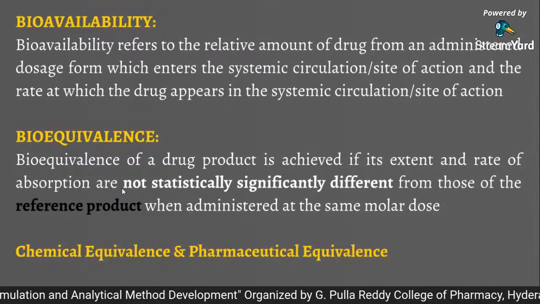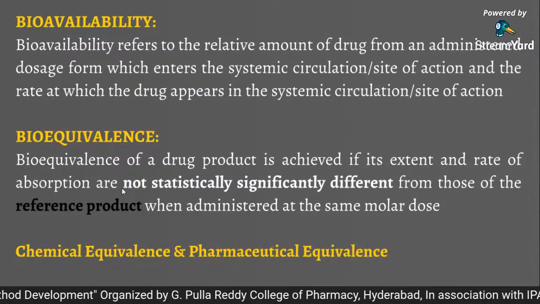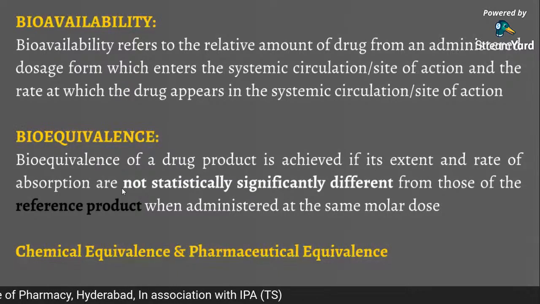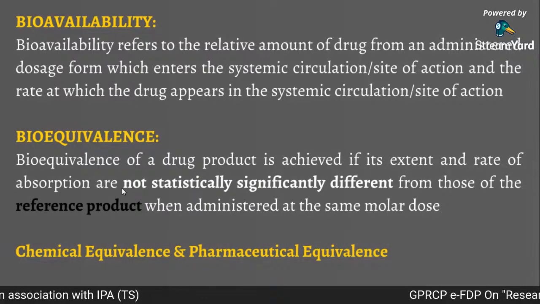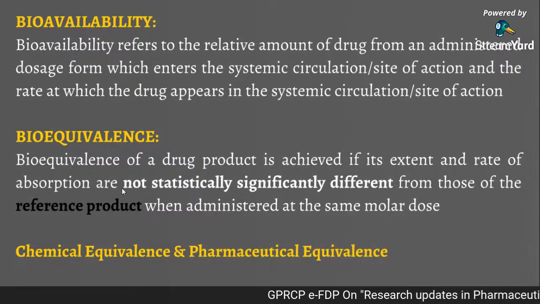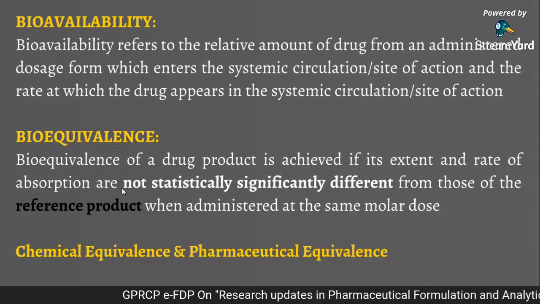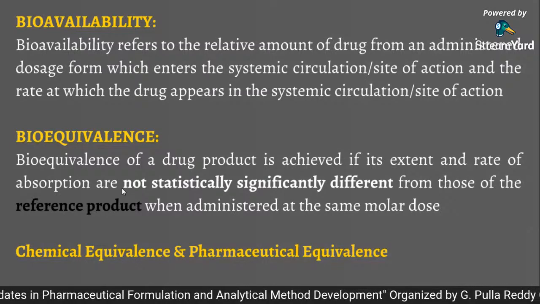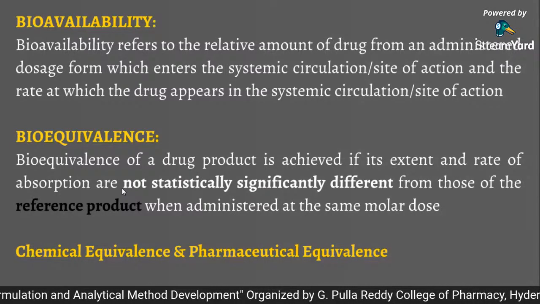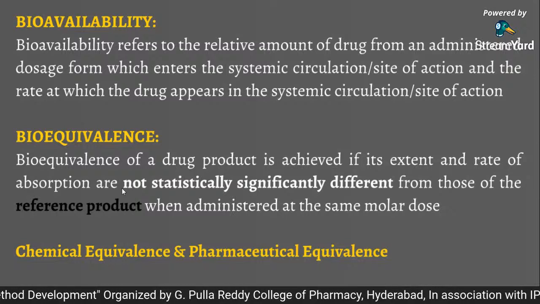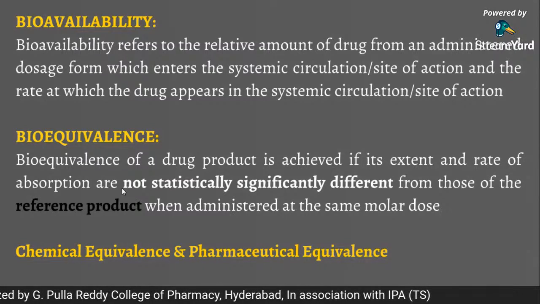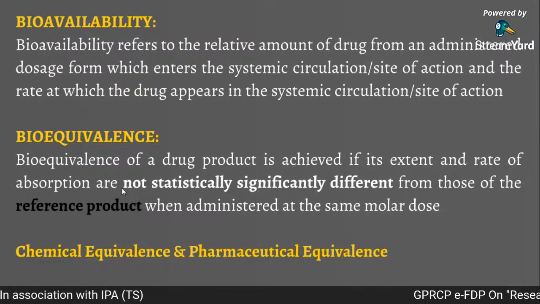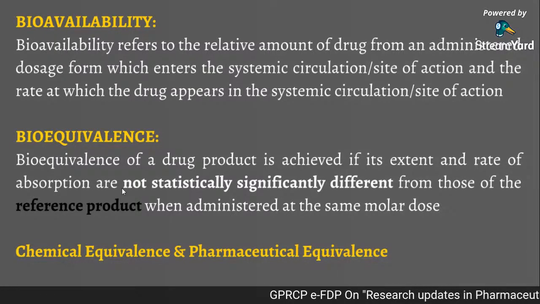But there is a criterion before testing bioequivalence. Our test formulation should be chemically equivalent and pharmaceutically equivalent. Chemically equivalent means the API used in our test formulation, the active pharmaceutical ingredient, should be equivalent to the API used in the reference formulation, in the same dose also. If the innovator formulation is paracetamol, the test formulation should also contain paracetamol, and if the innovator is 500 mg, the test formulation should also have 500 mg.